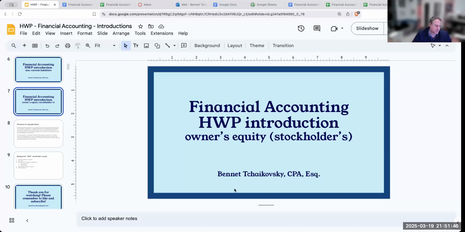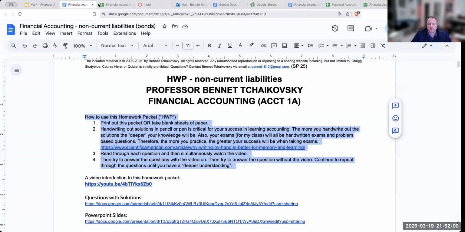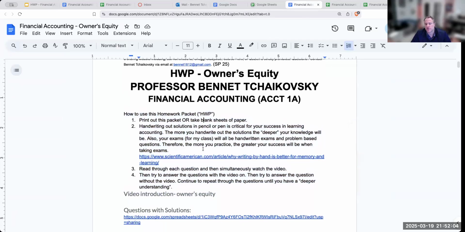I'm just going to go over here really quickly and share with you your homework packet for stockholders' equity. So in this particular chapter, which is really leading up to the big one, the statement of cash flows, we're really going to go through and revisit some concepts related to owner's equity.